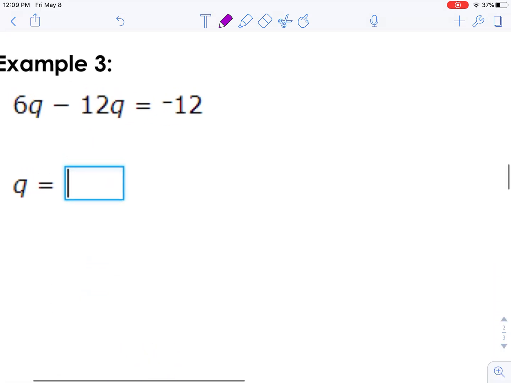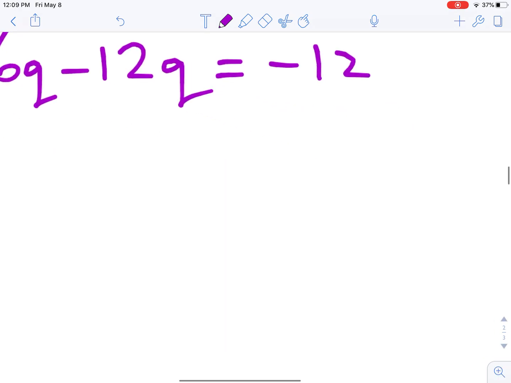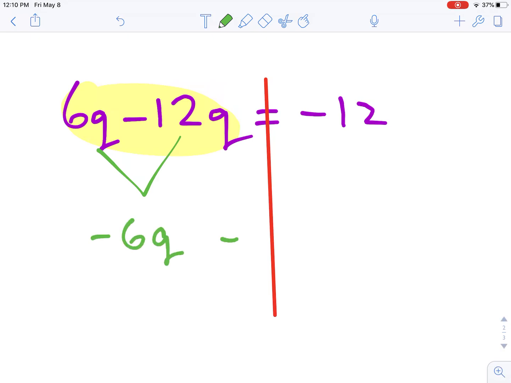Going to the next page, I'm going to rewrite this problem on the other side, giving myself some room to work. First thing I want you to recognize is that when the letters are on the same side of the equal sign, it's called combining like terms. So these both have Q's, and that means they get put together. You do not change the sign, you do as it says. 6 minus 12 is negative 6Q.